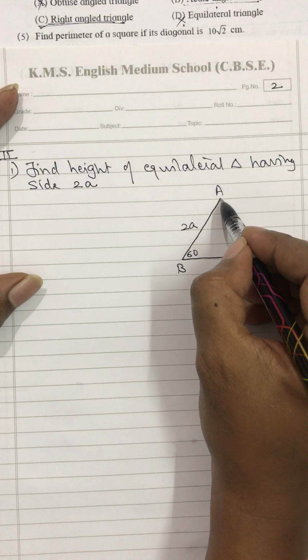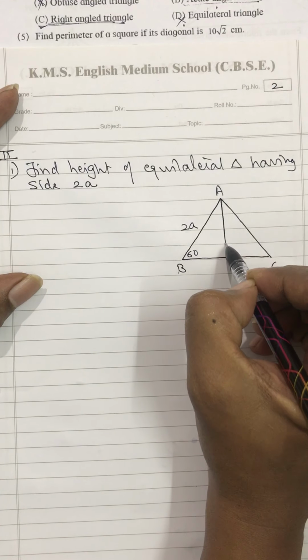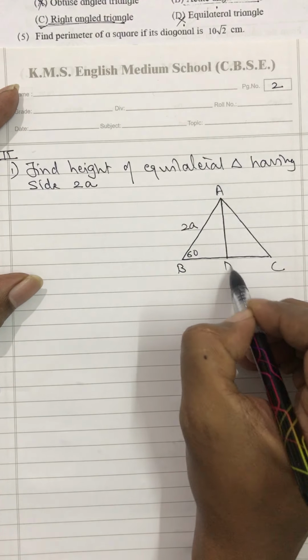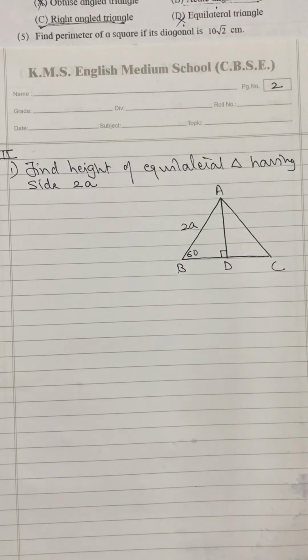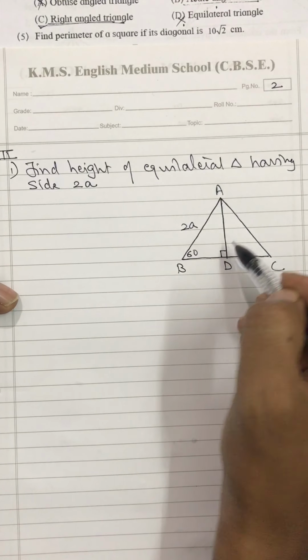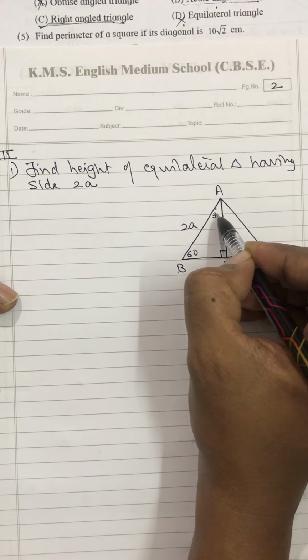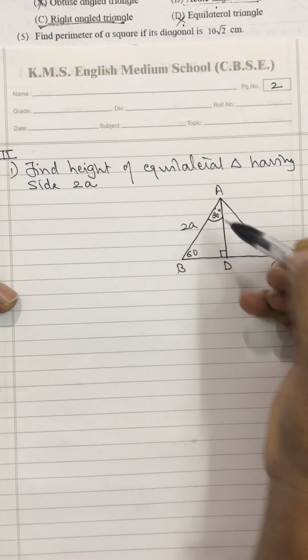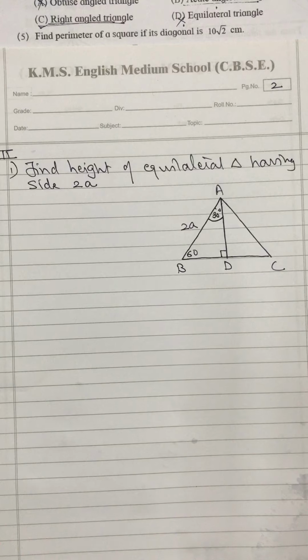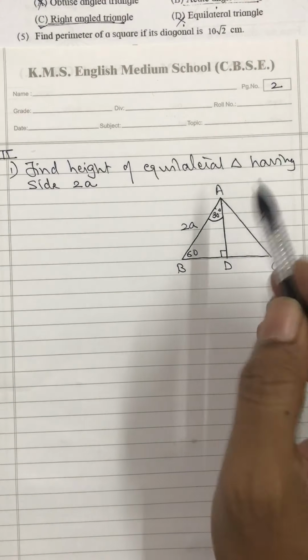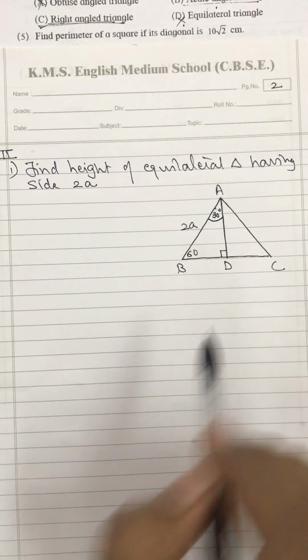If I draw a perpendicular from A to BC, angle ADB is 90 degree because AD is perpendicular to BC by construction. So this is 60, this is 90, so this angle BAD has to be 30 degree, right? Only this much has to be 30 degree because of the remaining angle of a triangle. I am talking about triangle ABD.